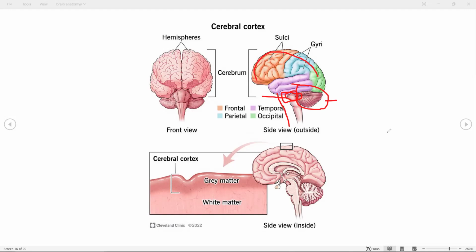Okay, so these are the major divisions, the big picture. The major part of the brain is the cerebrum, which is divided into 2 hemispheres covered by the cerebral cortex. The cerebral cortex has the white matter and the gray matter, and it is the one that has sulci and gyri. So that's the big picture of the cerebrum.